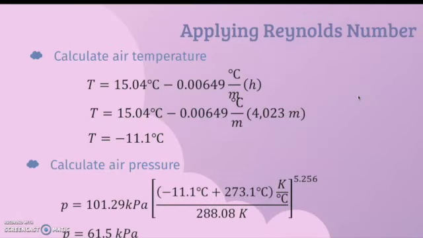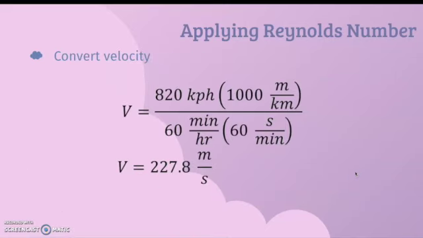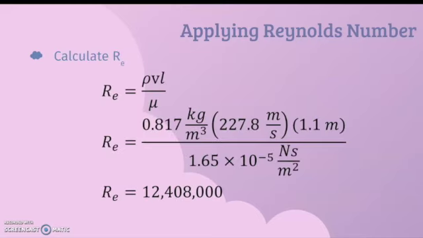So let's take a look at the answer. First, we have to calculate our air temperature. So by calculating the air temperature, we know that we have negative 11.1 degrees centigrade. And then we have to calculate our air pressure, which then gets us to 61.5. We can convert our velocity to give us 227.8. And then we can count our Reynolds number. So by plugging in all the variables we have just solved for, our Reynolds number equals 12,408,000.